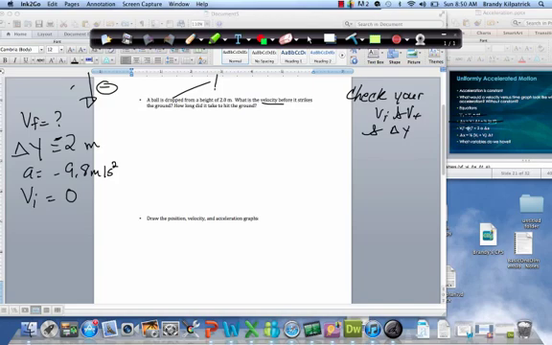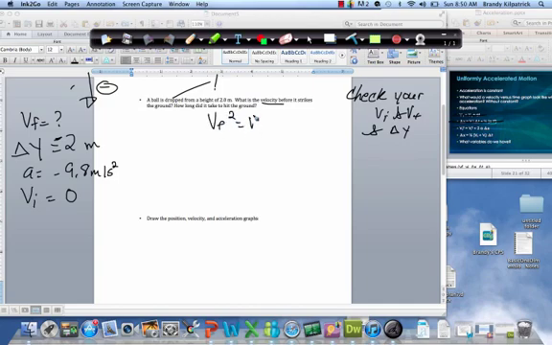Or I'm sorry, I do have delta Y. However, I'm solving for time here, and I could do that, but let's see if there's something easier. So the third equation, I do not have VF, but I have VI, I have acceleration, and I have delta x, so I'm going to use the third equation.